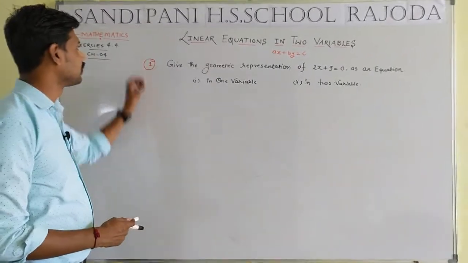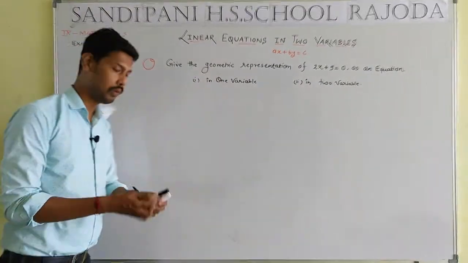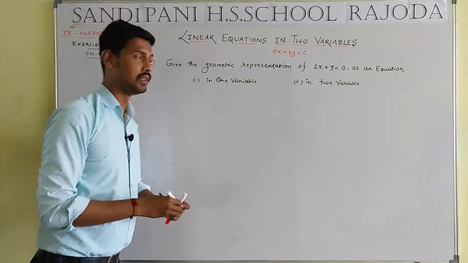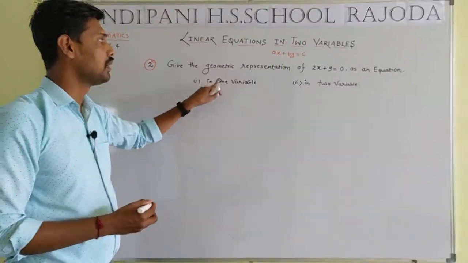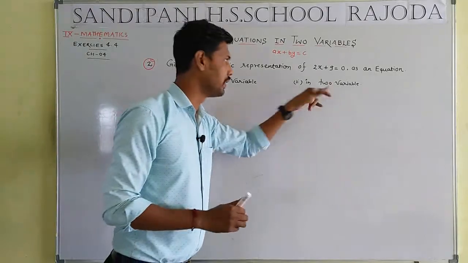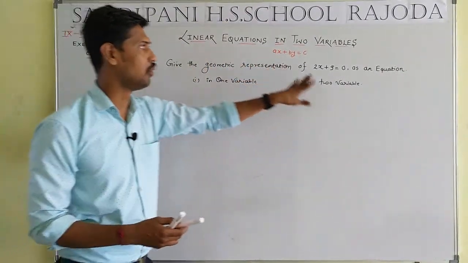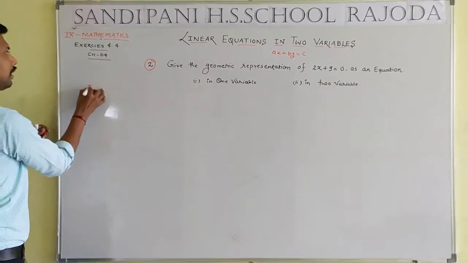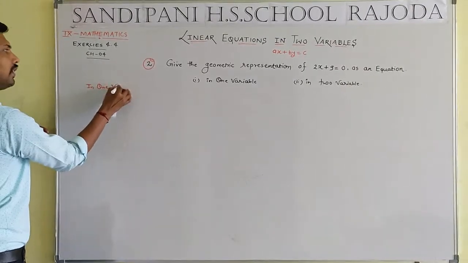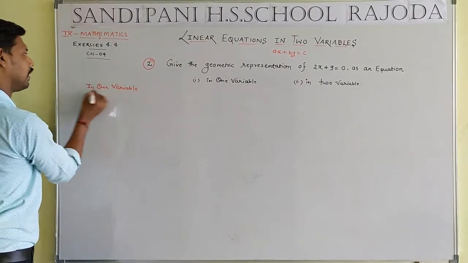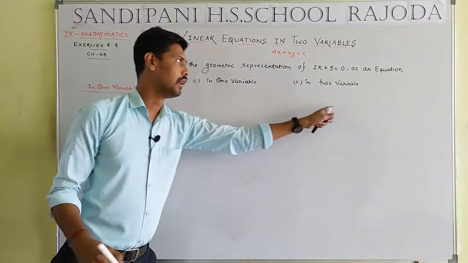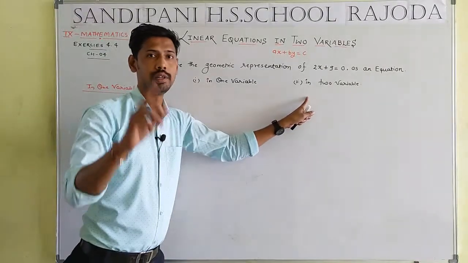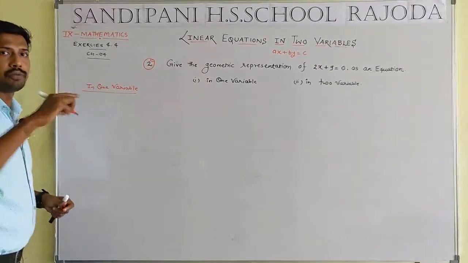Students, now we take another question, question number 2 of exercise 4.4. What is the demand of the question? Give the geometrical representation, that means a number line representation and a graphical representation, known as one variable and two variable, where the equation is given. What is the meaning of one variable? That means a number line representation. Two variable means a graphical representation with the parallel line.